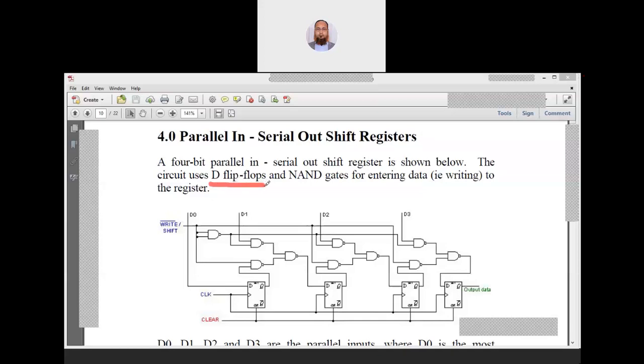D flip-flop we can make from SR, we can make from JK, and NAND gates are used for entering data to the register. Look, many NAND gates have been used here to enter the data. Again, we have a clear signal. If you want to clear all the flip-flops, we just have to keep the signal high, and all the flip-flops will become clear because there is no NOT. Look, here also there is no complement, no inverter is used, so it means the clear signal is active high. If it is high, it will clear everything.